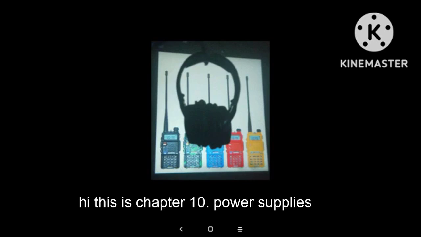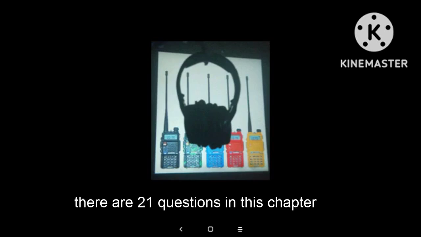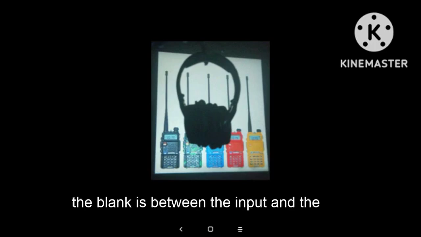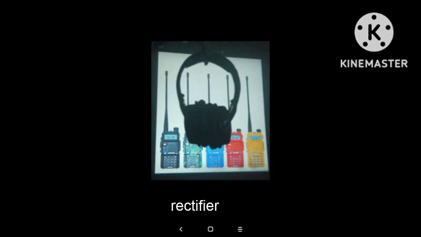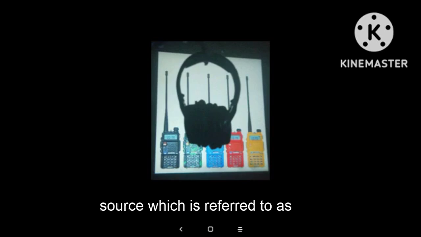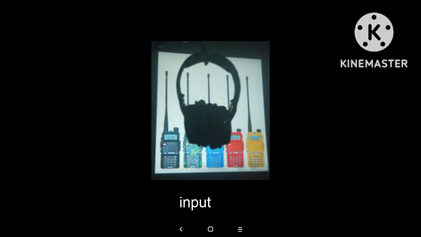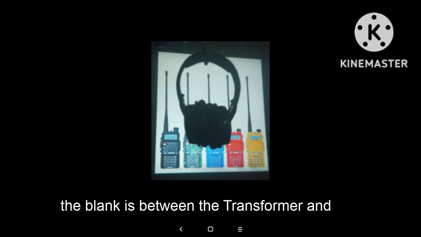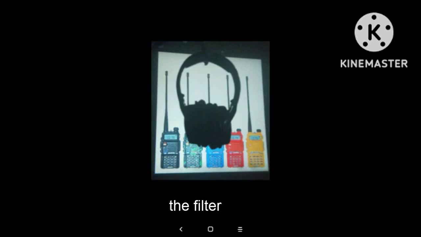Hi, this is Chapter 10, Power Supplies. There are 21 questions in this chapter. Number 1. In a regulated power supply, the blank is between the input and the rectifier. Transformer. Number 2. In a regulated power supply, the transformer connects to an external source which is referred to as input. Number 3. In a regulated power supply, the blank is between the transformer and the filter. Rectifier.